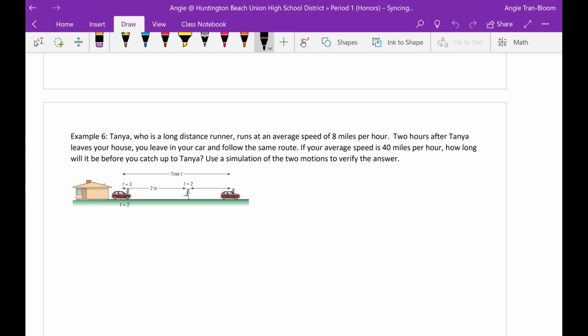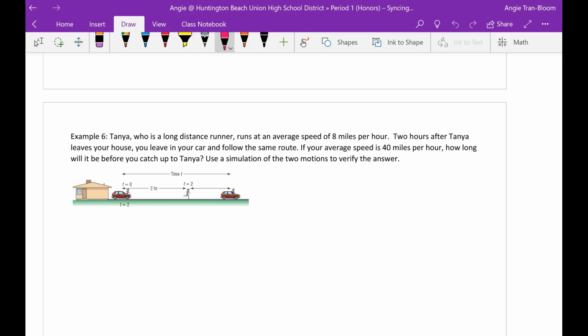This recording is for 10.7, example 6. Here we go. Tanya, who is a long distance runner, runs at an average speed of 8 miles per hour. 2 hours after Tanya leaves your house, you leave in your car and follow the same route. If your average speed is 40 miles per hour, remember you're in your car, so you should be faster than her running, right? How long will it be before you catch up to Tanya?